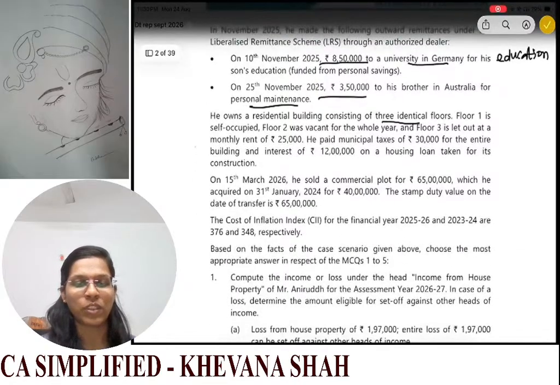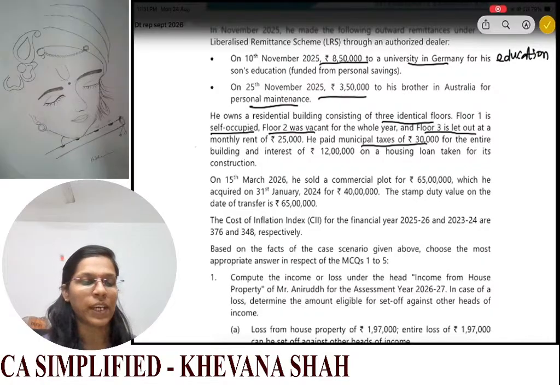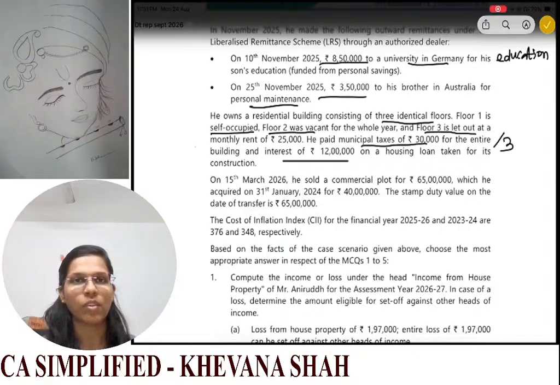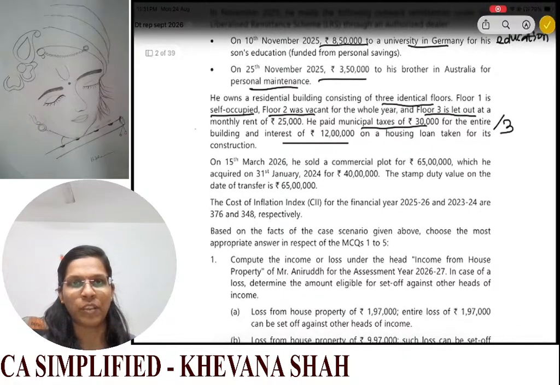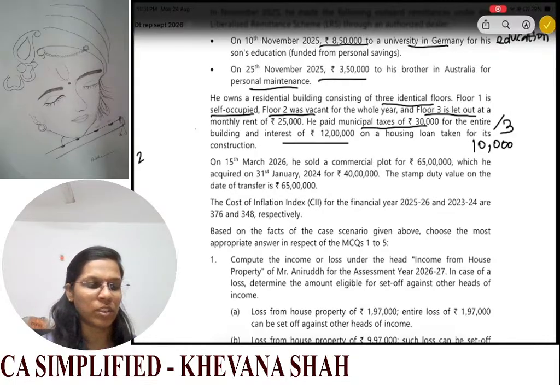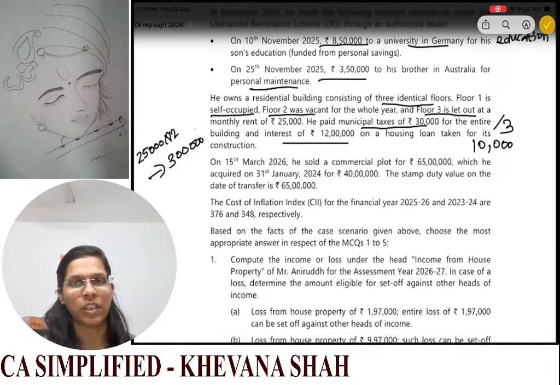And then we have a house with 3 identical floors. Floor 1 self-occupied, floor 2 vacant, floor 3 let out. Now these municipal taxes and interest cost, we need to divide by 3 and allocate to each of the floors. So for income from house property, municipal taxes of 30,000 will be divided, so 10,000 for each. Monthly rent we have 25,000. So 25,000 into 12, you will have 3 lakh as your house property income.